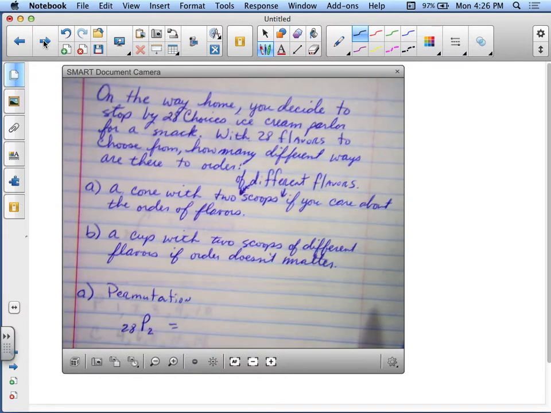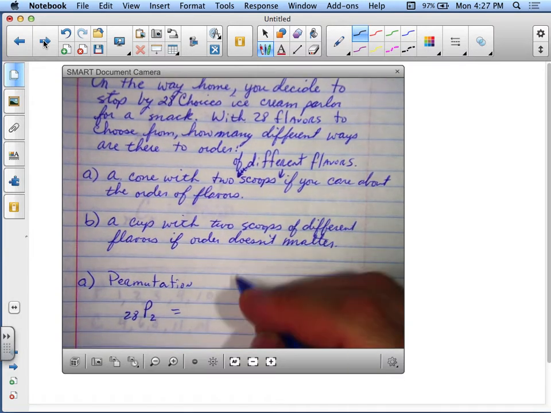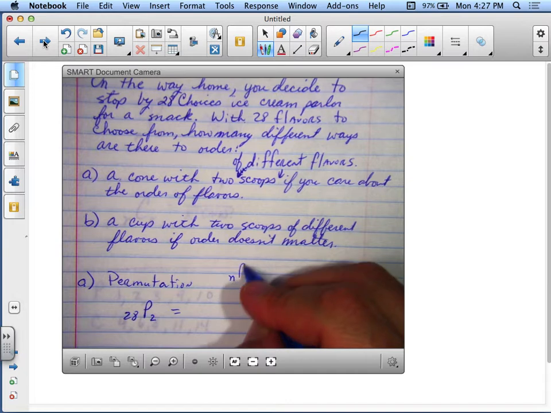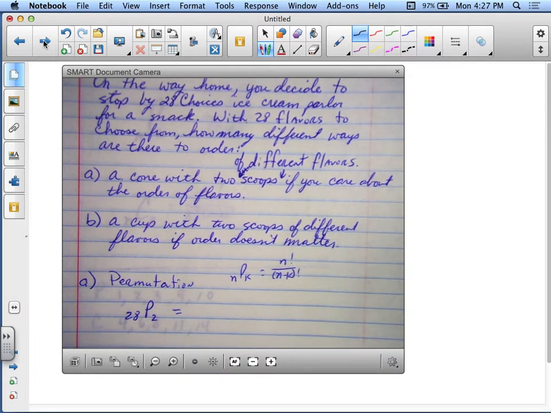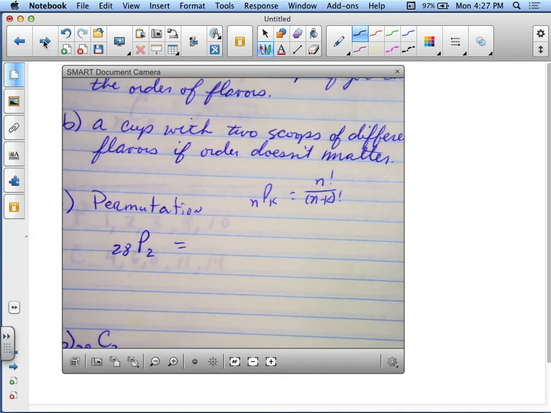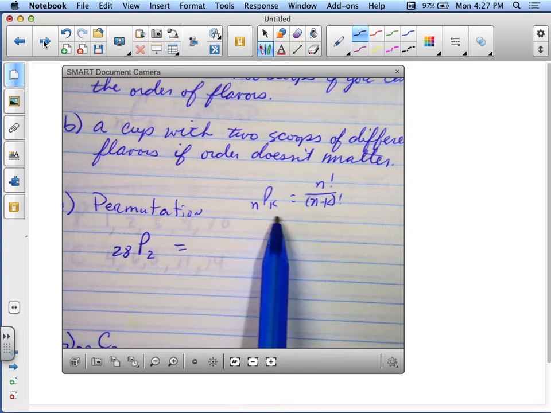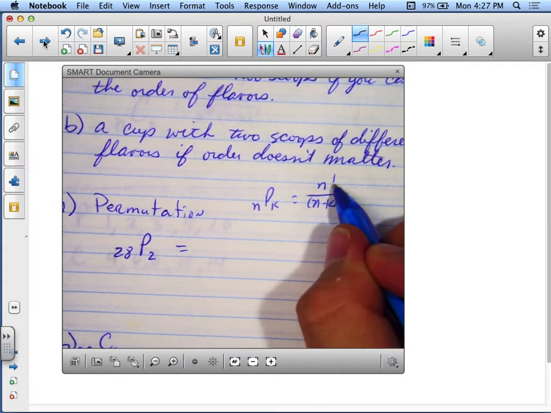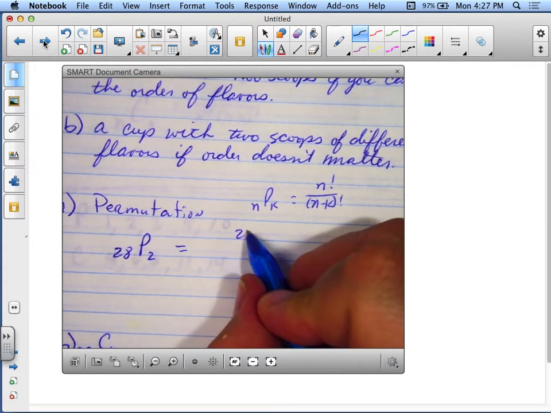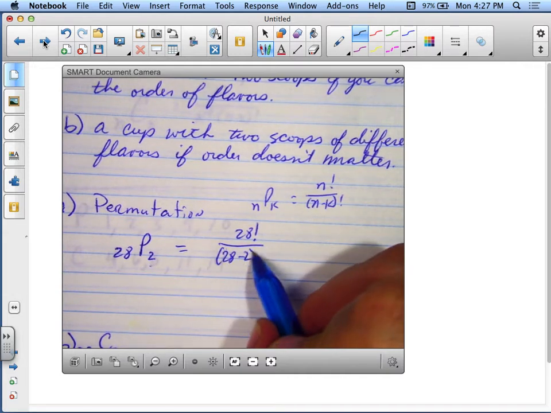For number 1, or letter A, we're going to talk about permutation. Notice, here's the formula. It's nPk, which is n factorial over n minus k factorial. On this one, ask yourself, how many flavors do I have? Well, I have 28. How many do I want? Well, I want 2. And again, order matters. So in this case, our n is going to be 28 factorial over 28 minus 2 factorial.